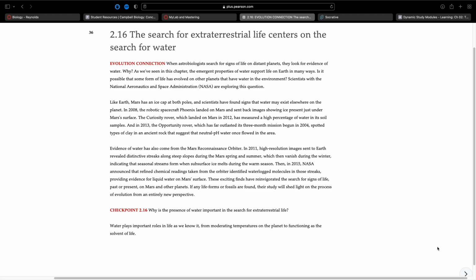So when they search for life on another planet, they're looking for what we expect, just like here on Earth. You have to have water, or there had to have been water in the past.